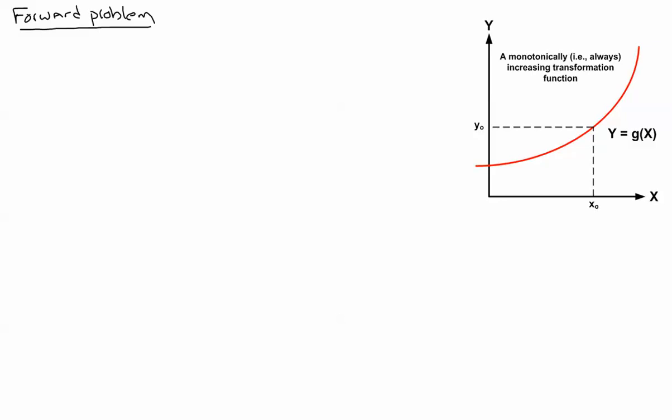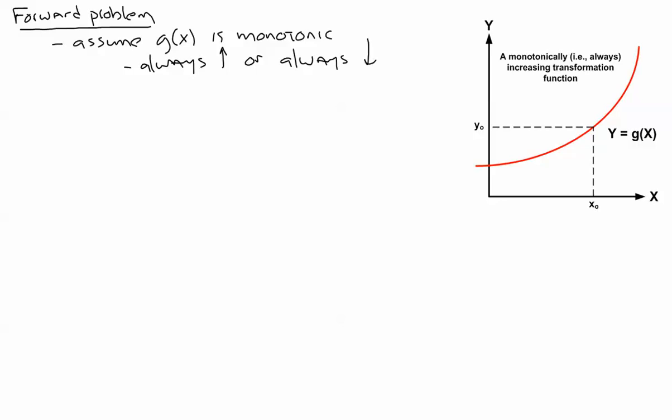The first thing I'm going to do is assume that g of x is monotonic. Monotonic, meaning that it's always increasing or always decreasing. All right? In the upper right-hand corner of the screen, I'm showing you a monotonically increasing function. We'll look at a monotonically decreasing function in just a few minutes.